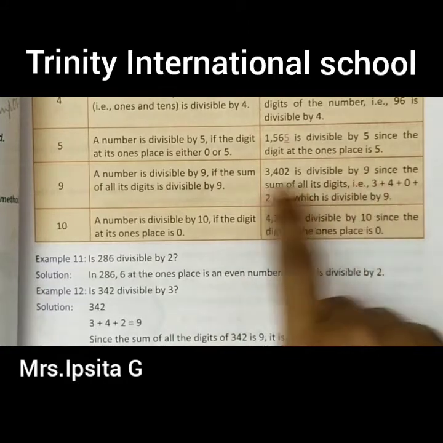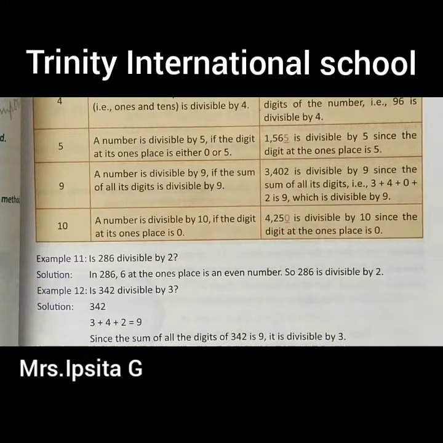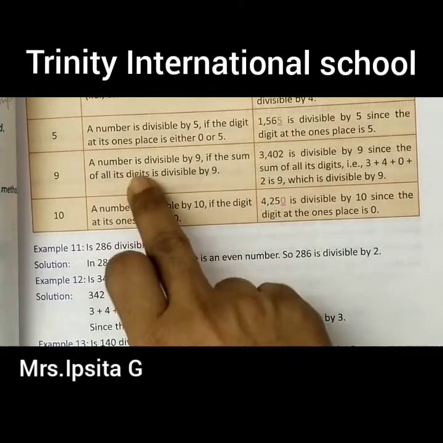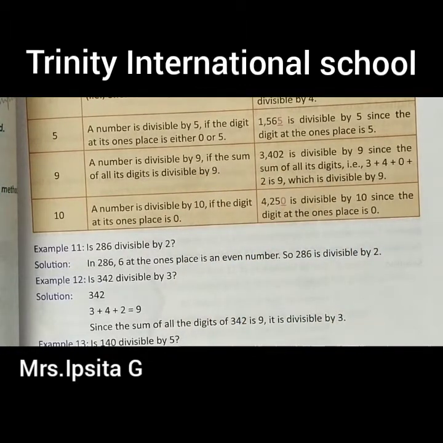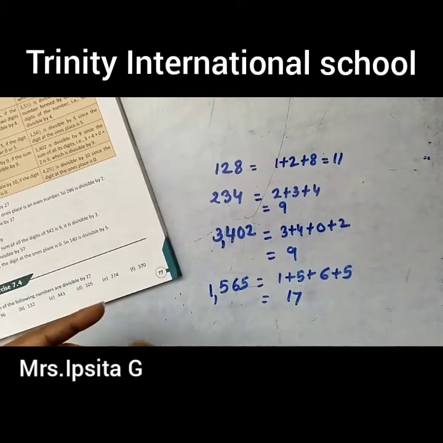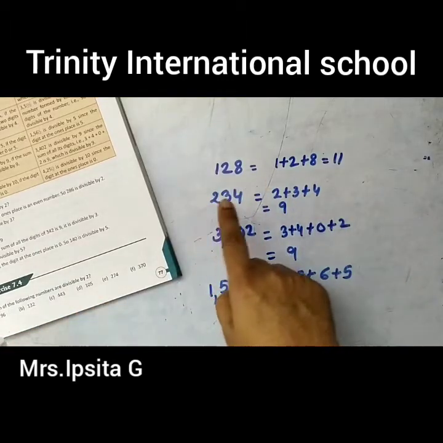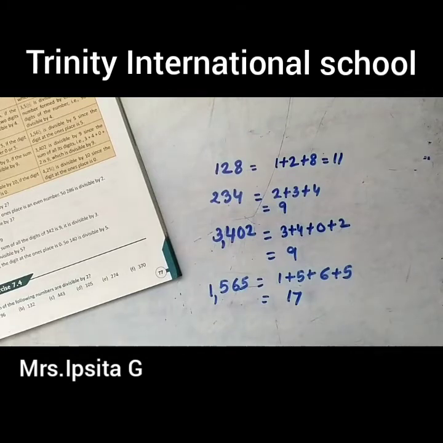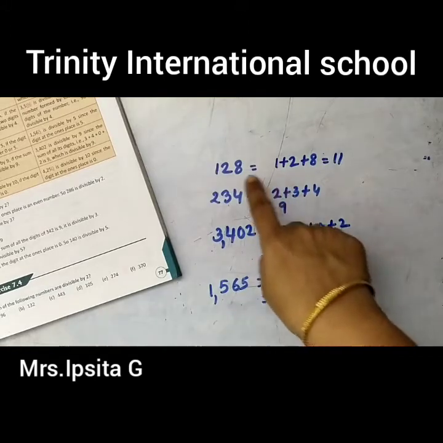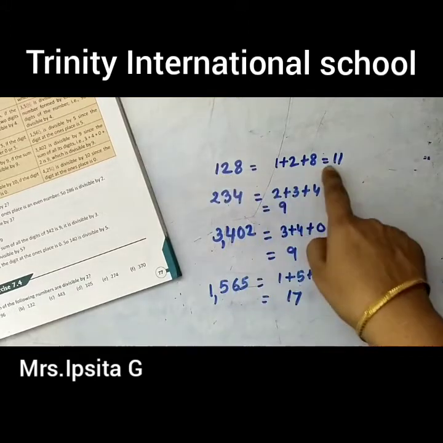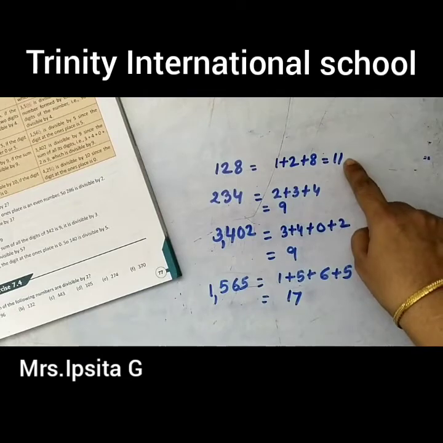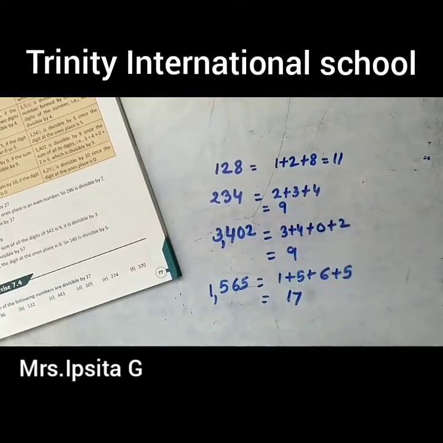So this rule matches with your divisibility test of 3. The rule of 3 was similar. So let us see. Now see the same numbers I have again taken: 128, 234, 1565 and 340. Now just look here at what I did. I have added up all the digits, then I have got the sums. Now from the sum I can say whether these numbers are divisible by 9 or not.